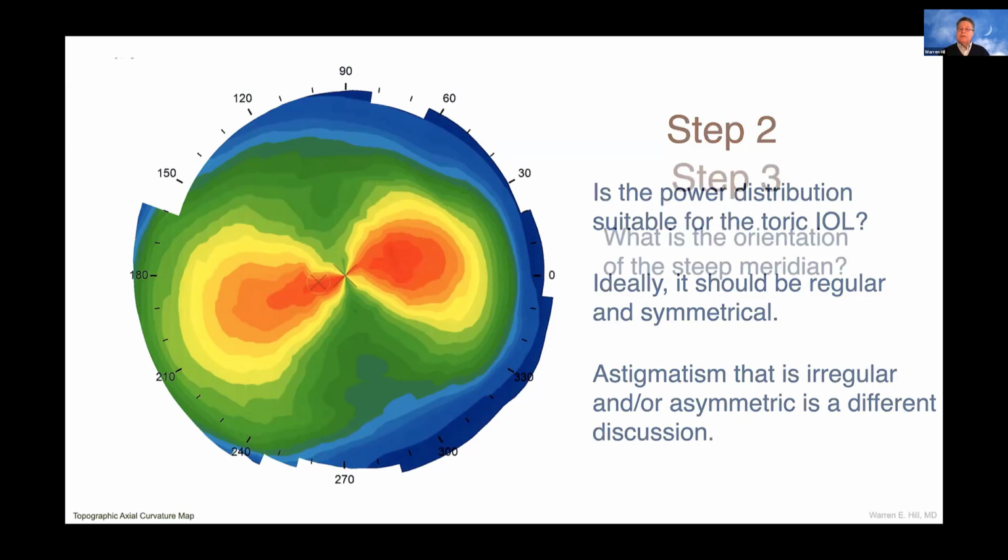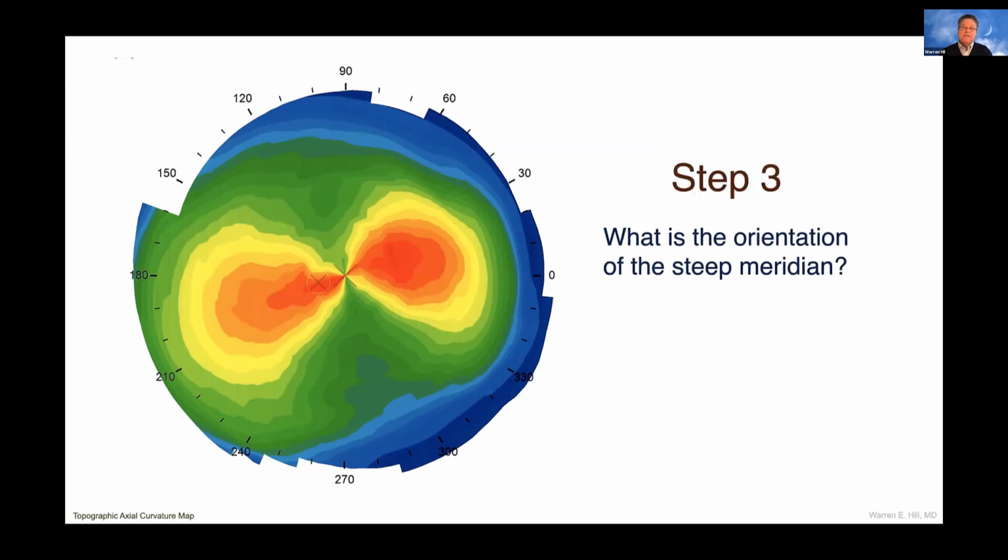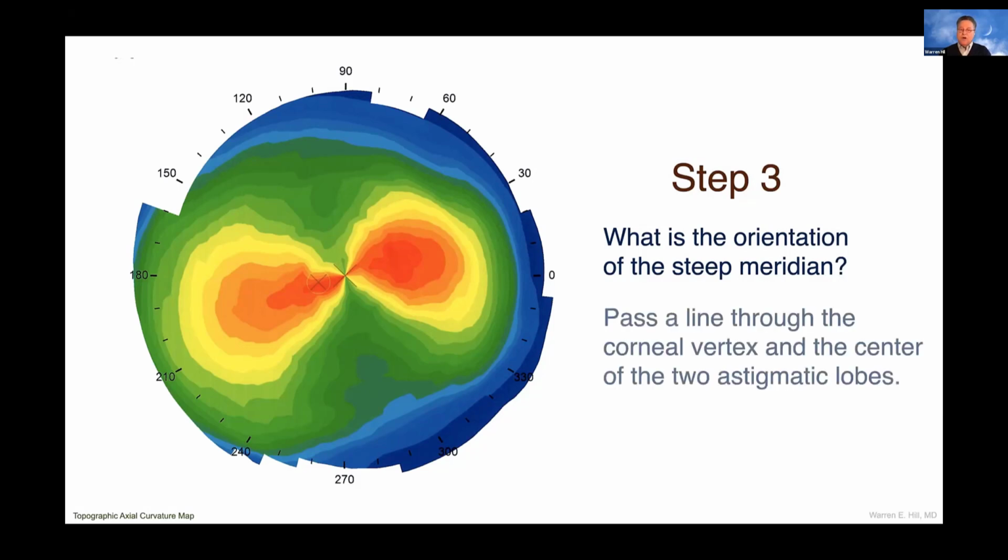So the next step is, what is the orientation of the steep meridian? Very, very important, because the toric IOL, we align it with the least power of the toric IOL for the most power of the cornea. And again, we draw this line through the corneal vertex and the center of the two astigmatic lobes, and where it intersects the axis scale in the periphery is the steep meridian by definition. It can't be anything else. So anything that tells you something different is just plain wrong.